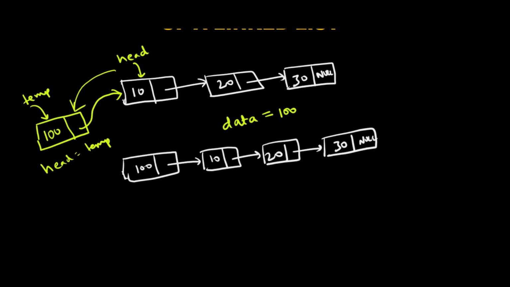So remember that this head is nothing but a simple pointer. So it can point to any node. So we'll change this pointer from here to this new node temp, and finally we will return this head or we'll return this temp. So let's see how to code it.